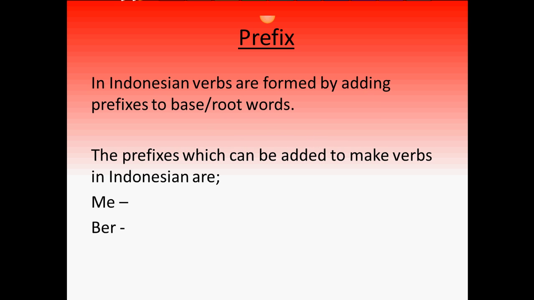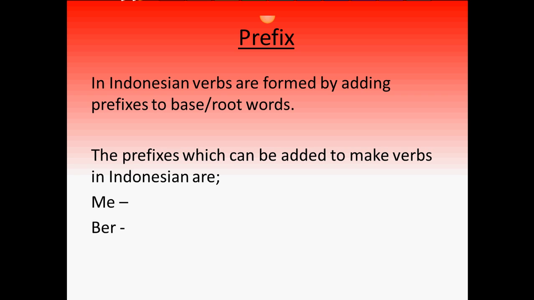So Indonesian verbs are formed by adding prefixes to base or root words. In Indonesian, two prefixes can be added to a base word to make a verb. These are me, which we're going to look at today, and the second one is be. Now you can have verbs in Indonesian without these two prefixes.